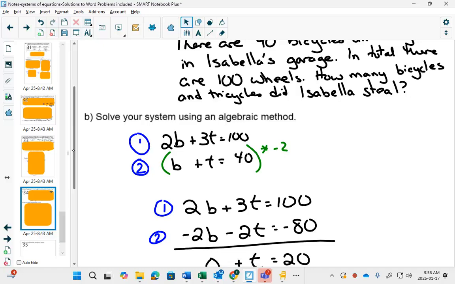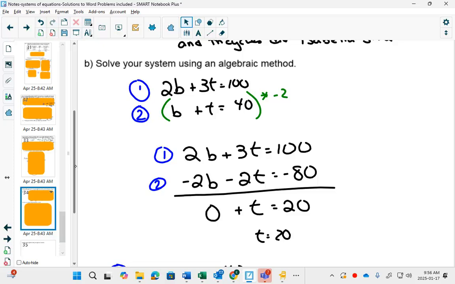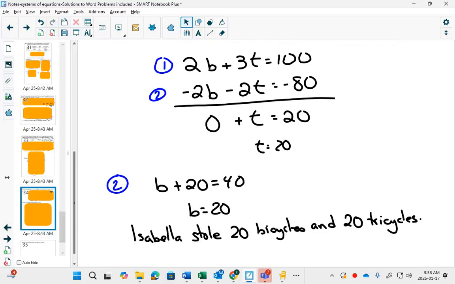So this time I used elimination. I took equation 2, I wrote them out, I showed that I multiplied it by -2 so that my numbers in front of B were the same, but one was positive, one was negative. This is nice because then you can add your equations together, and it adds really nice because then t is already by itself, and you get t is equal to 20. Solving for b, you get b is equal to 20 as well, so now you can write a statement that she stole 20 bicycles and 20 tricycles.